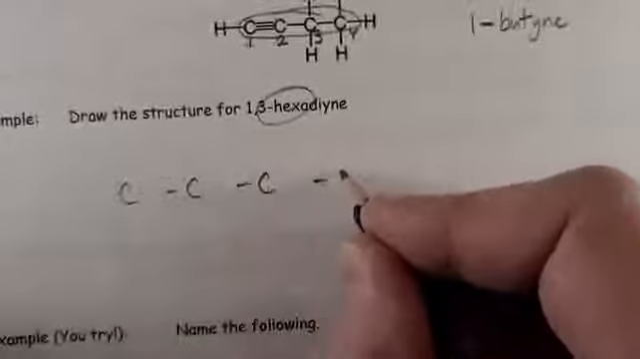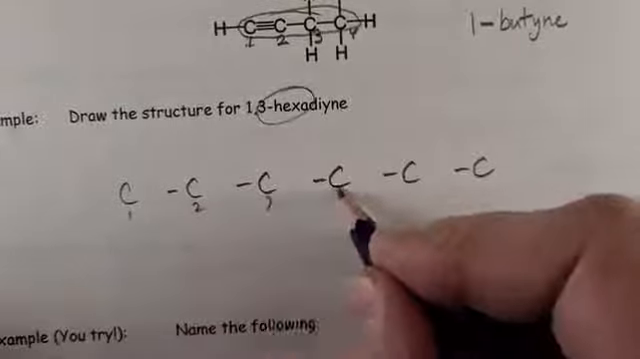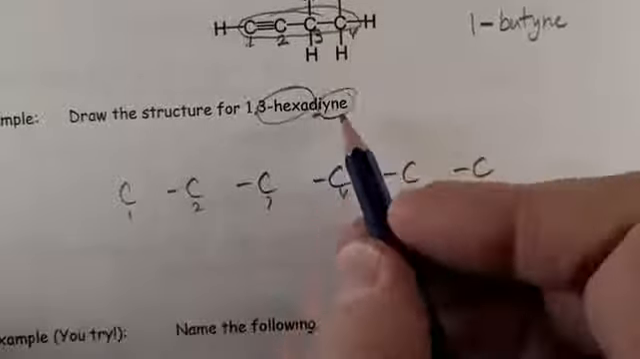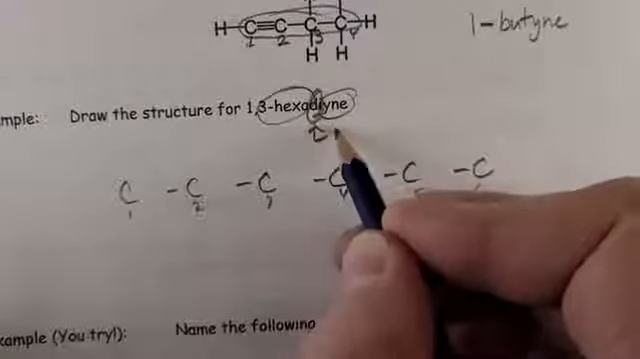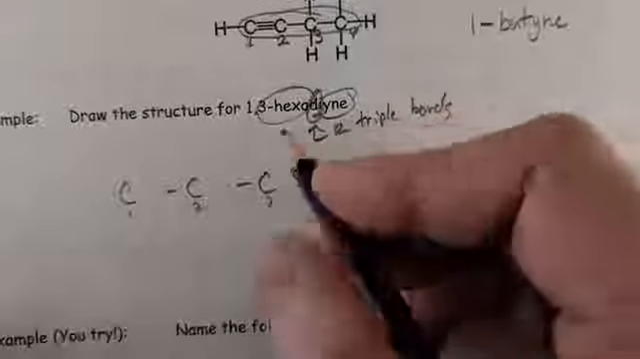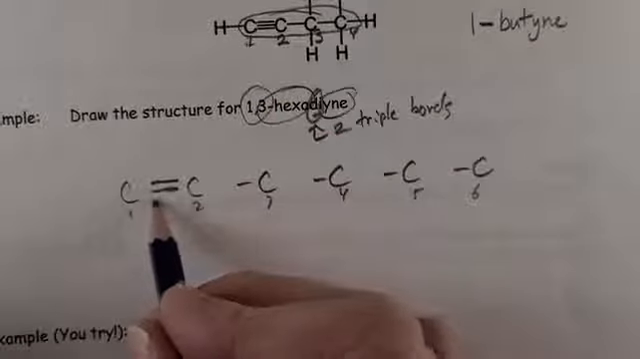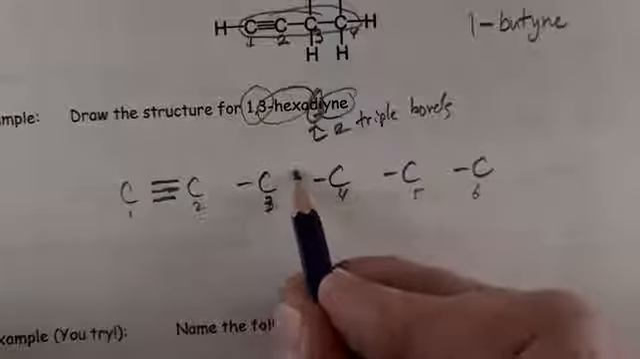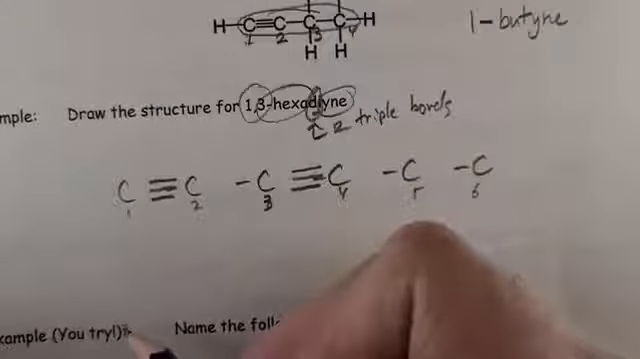1, 2, 3, 4, 5, 6. And notice, yne means triple bond, and there's a di. There are going to be 2 triple bonds, at positions 1 and 3. So at 1, there's a triple bond, and 3 marks the beginning of the other triple bond. And there are no other methyl or ethyl groups, so that's it.